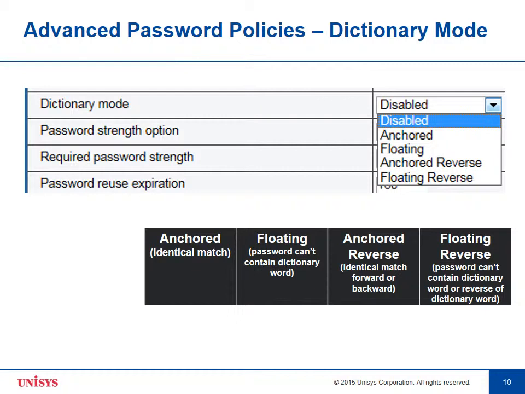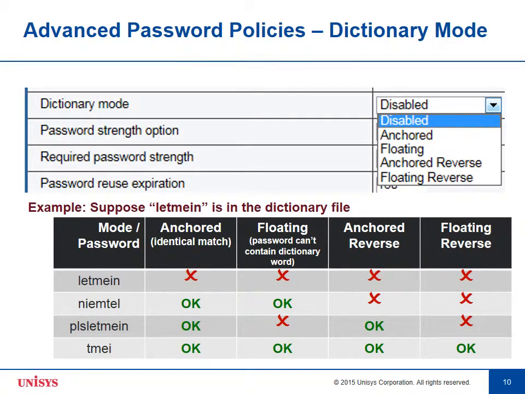Anchored means a new password cannot be identical to any dictionary entry. Floating means the password can't contain a dictionary entry. Anchored reverse means a new password cannot be identical to any dictionary entry or any dictionary entry in reverse order. And floating reverse means the password can't contain a dictionary entry in forward or reverse order.